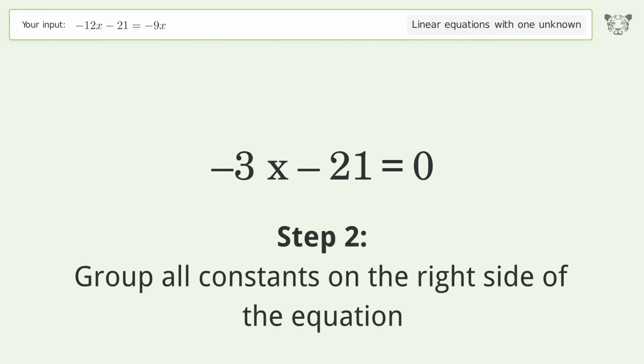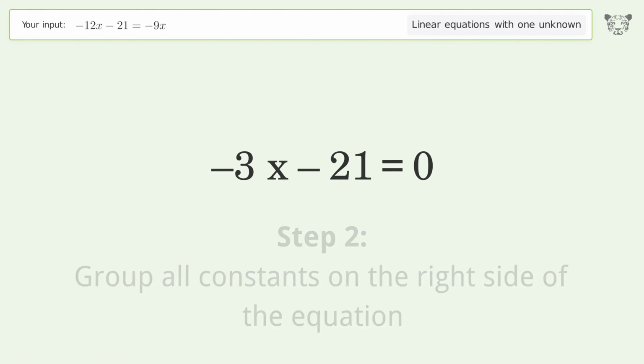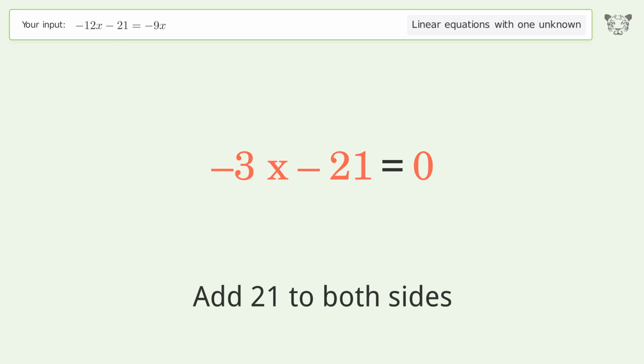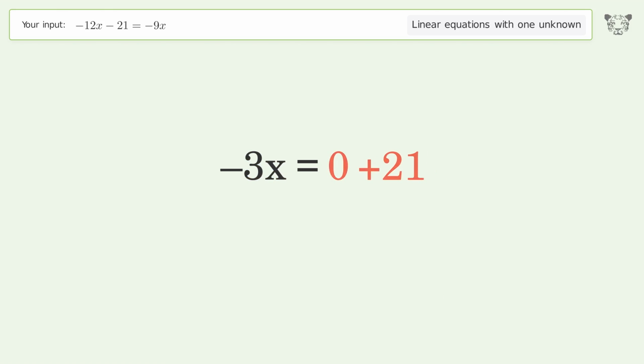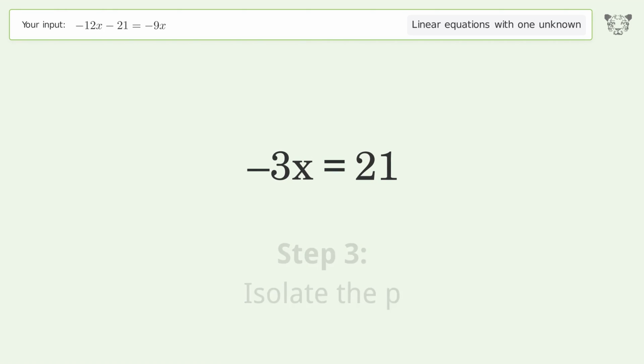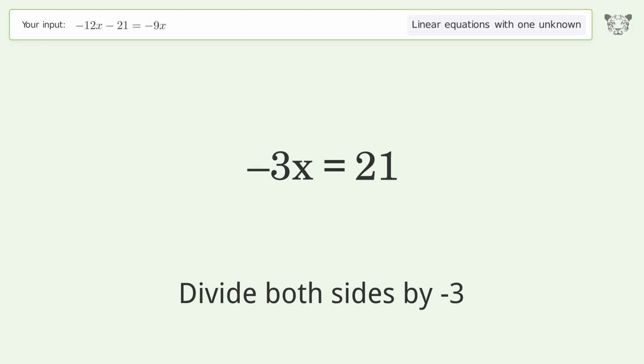Group all constants on the right side of the equation. Add 21 to both sides. Simplify the arithmetic. Isolate the p. Divide both sides by -3.